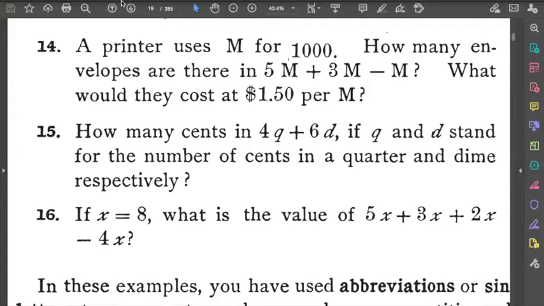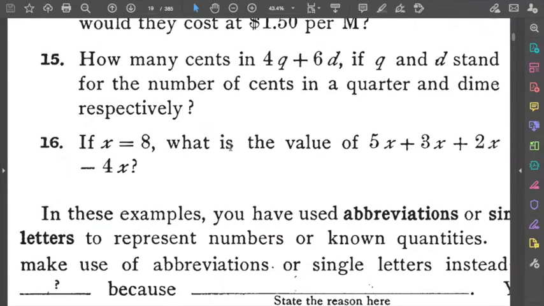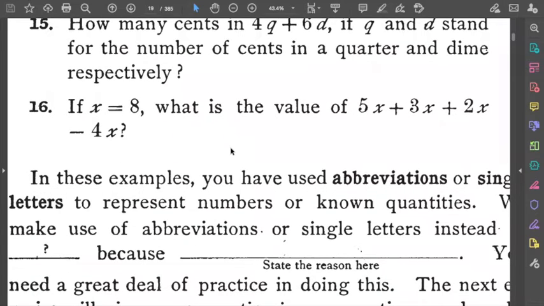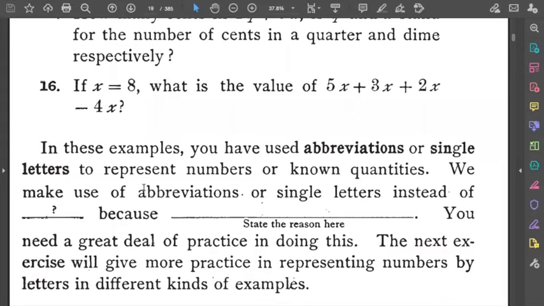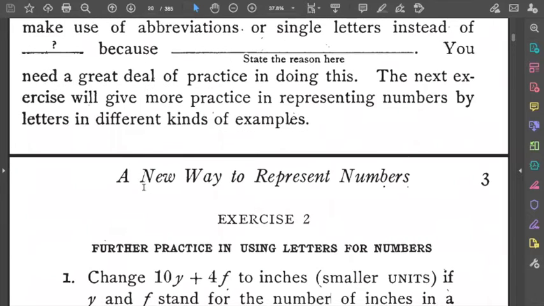So a dime is 10 cents, and a quarter of a cent is 1/4. You just put 1/4 in place of Q and 10 in place of D. Very, very easy, but at least you have to think. Now 16, if x is equal to 8, what is the value of 5x plus 3x plus 2x? This should take like 20 seconds. Don't forget there's a minus 4x here. So 48. Good.